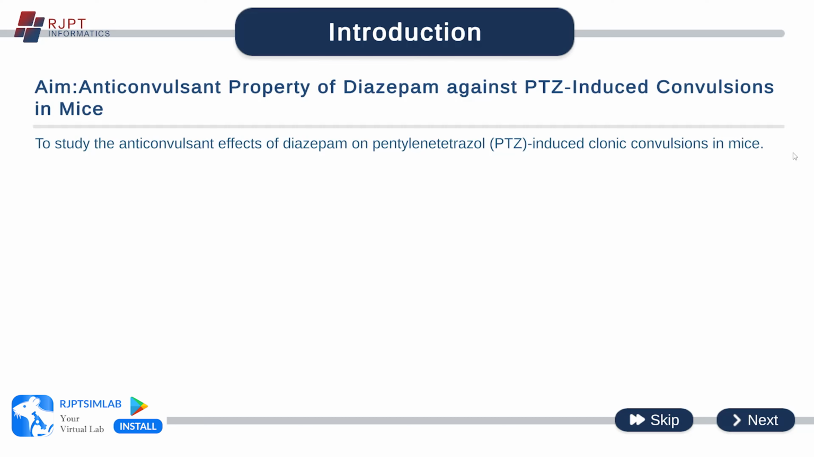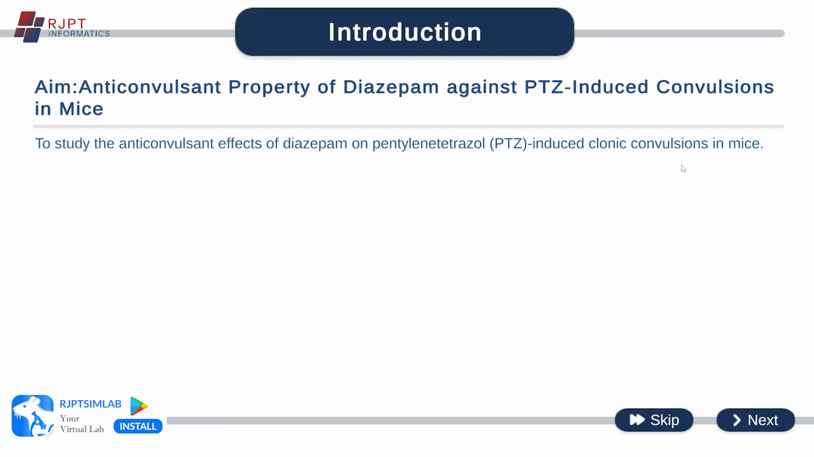What are anticonvulsants? Anticonvulsants are the medications that we use to prevent or treat these seizures, often by controlling abnormal electrical activity in the brain. So these are the drugs that we use to treat or control these involuntary actions of the convulsions.